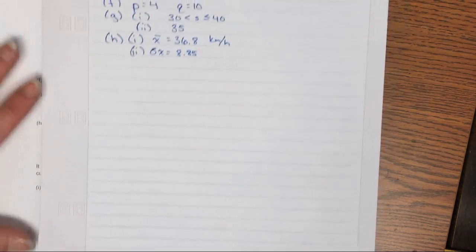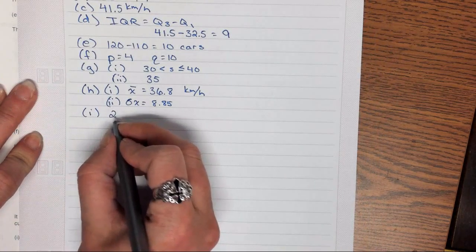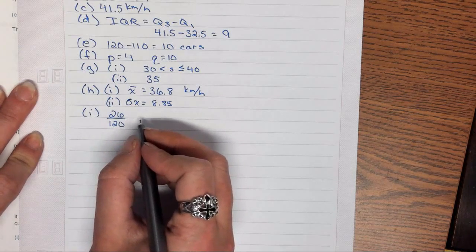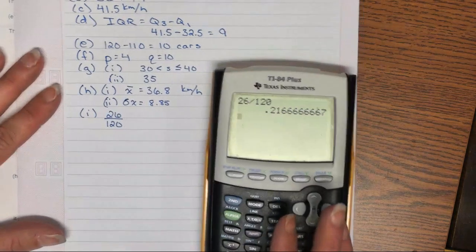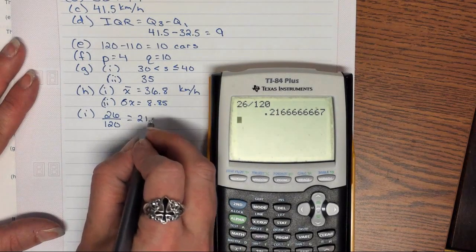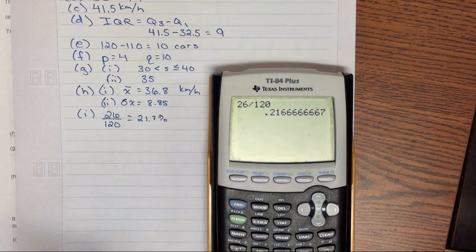So 26 cars out of a total of 120 cars. Let's see, 26 divided by 120 gives me 21.6, so 21.7 percent. I went ahead and changed it to percent in one step. You could do it in two, but it is 21.7%.